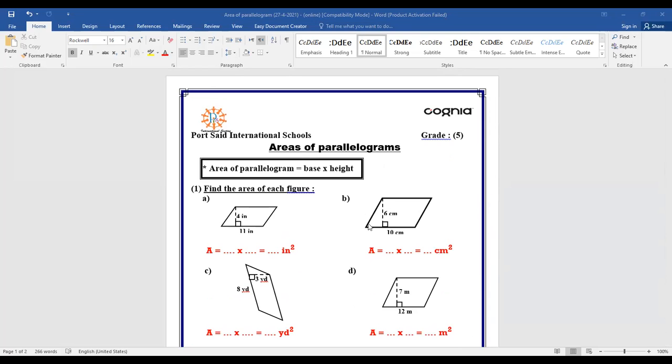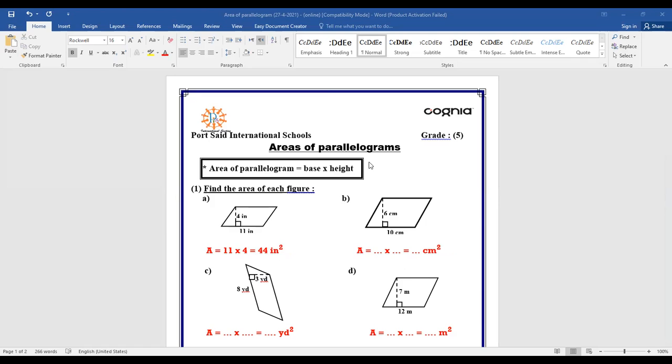In this exercise, find the area of each parallelogram. As we said, the area of parallelogram is base multiply height. The length of the base multiply the length of the height. Okay. يلا عدي. In this parallelogram, our base is 11 inches and our height is 4. What is the area? 11 multiplied by 4 equals 44. Thank you. The next one.